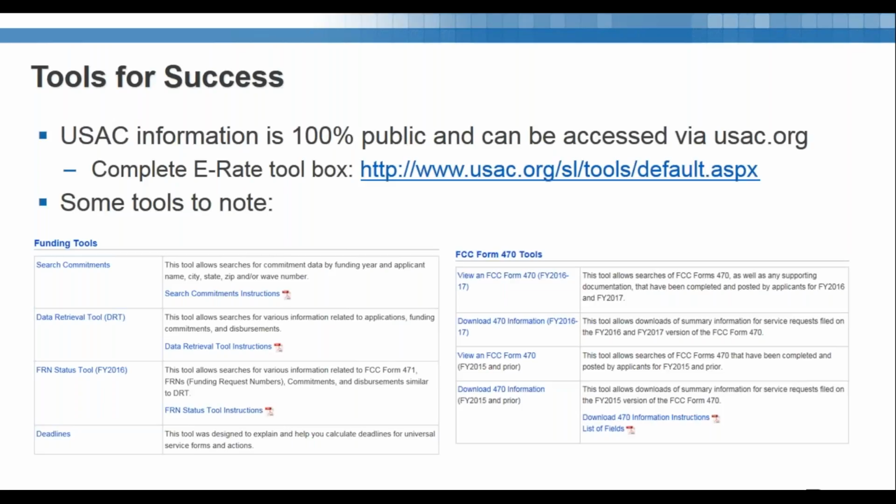So on the left, we have funding tools. You can search the commitments by the year, the applicant name, or their number, just to see who's received a funding letter and who has not.